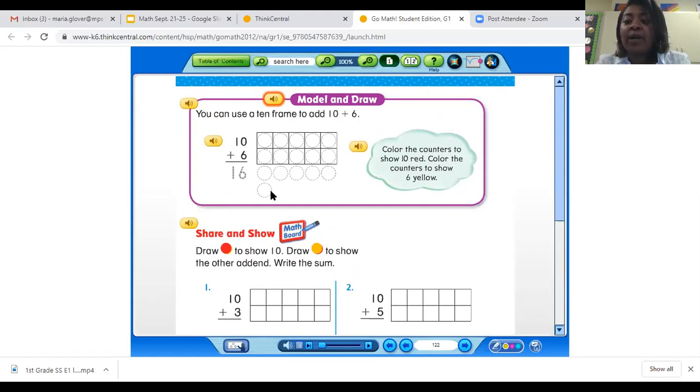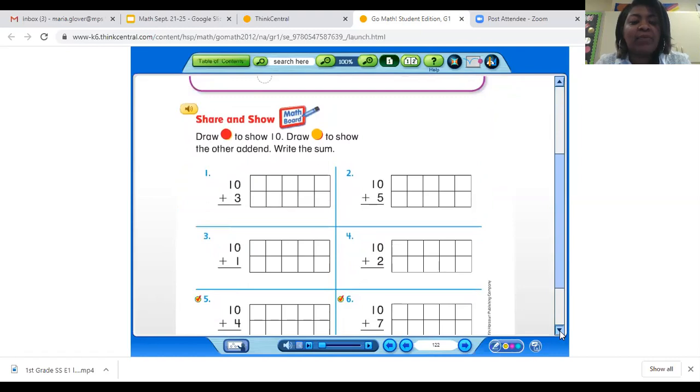And if you have what we call counters, counters usually have a red side and a yellow side. You can use those. Again, you can use cubes. You can just simply draw whatever it is that's easiest for you. That is exactly what you can do.